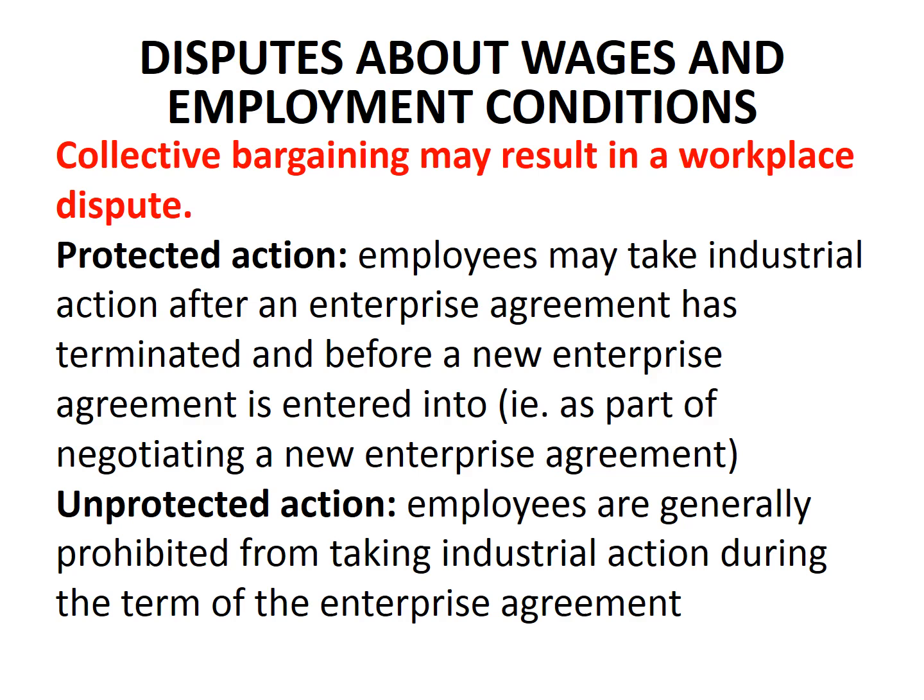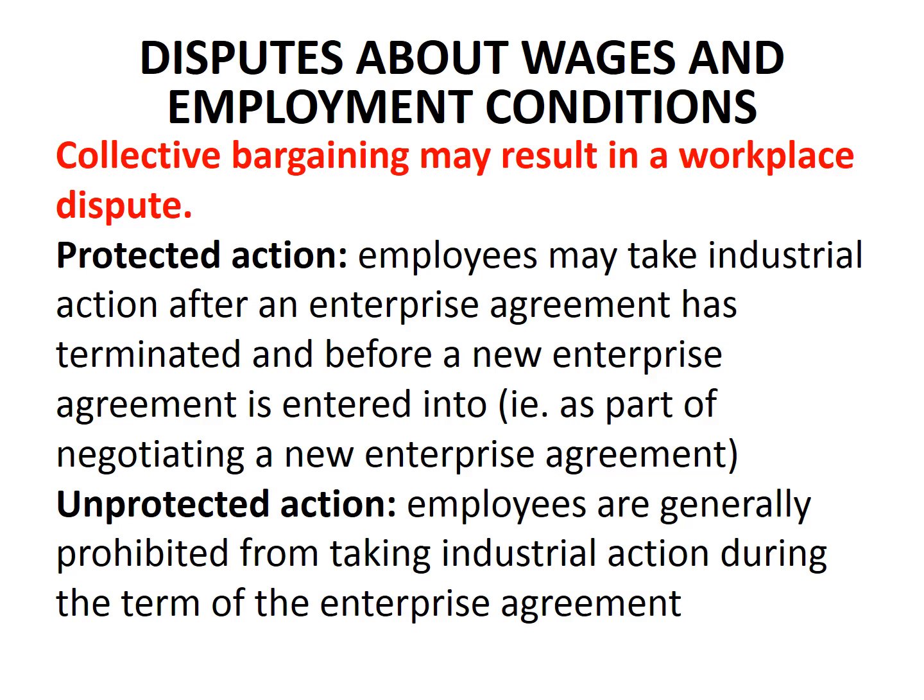On the other hand, employees are generally prohibited from taking industrial action, such as strikes, during the term of an enterprise agreement. If they undertake industrial action during the term of an enterprise agreement, this is called unprotected action. It's called unprotected action because the employees are not lawfully entitled to take this industrial action.